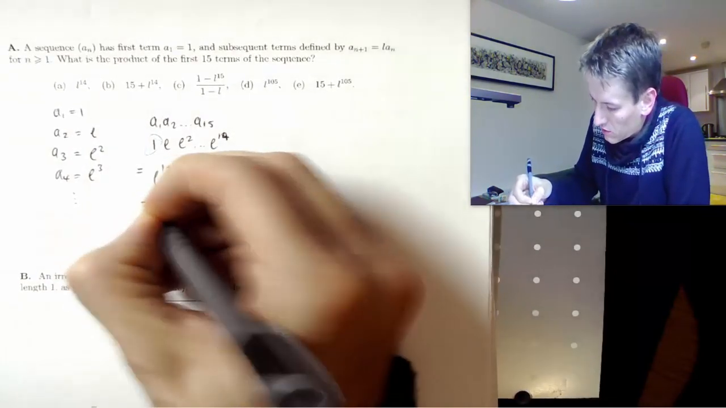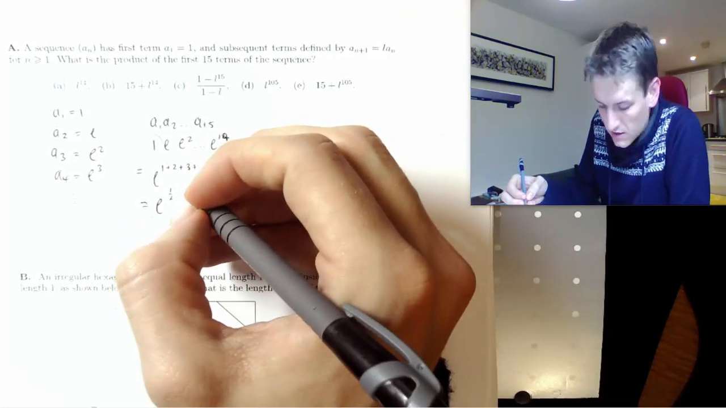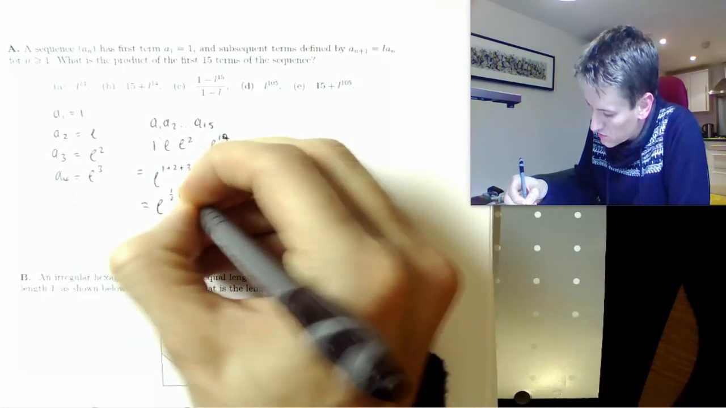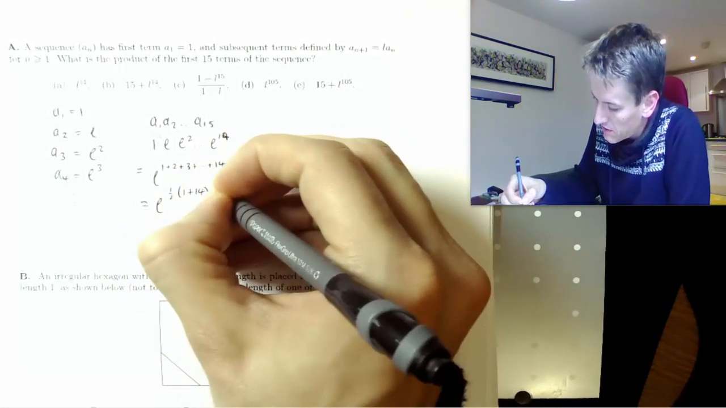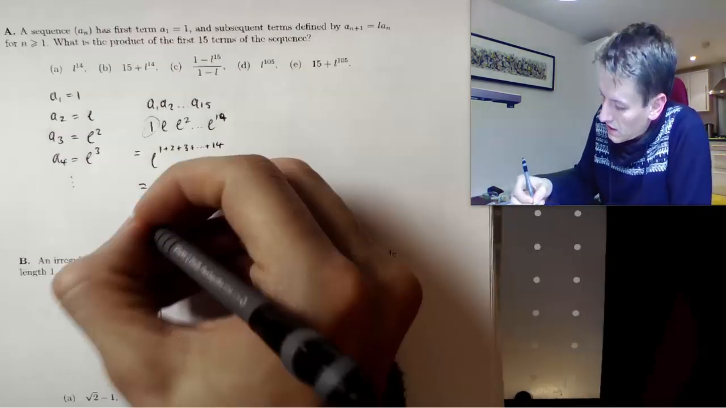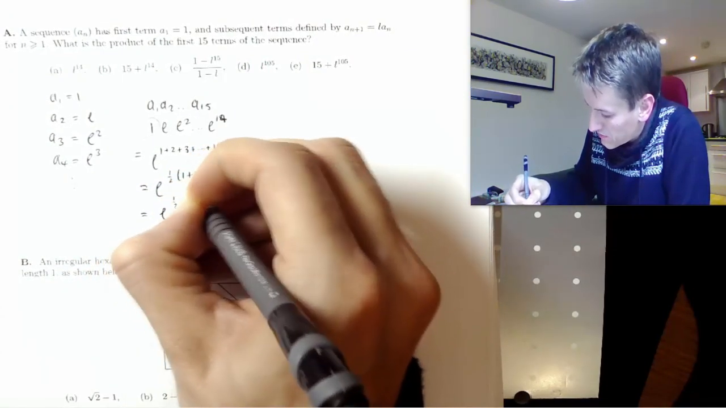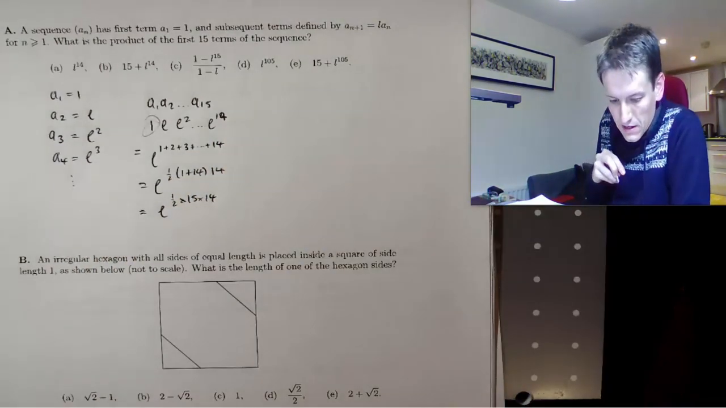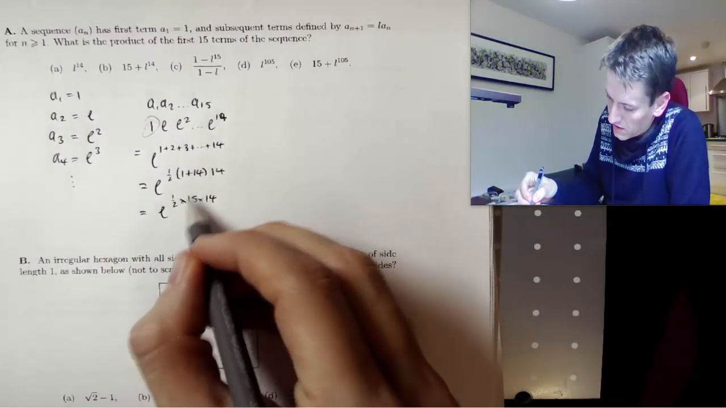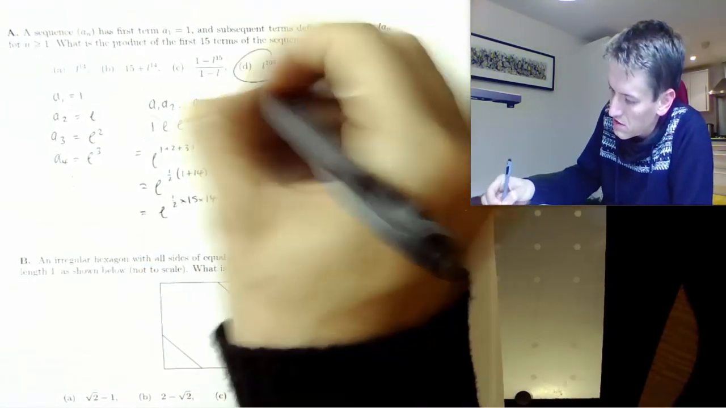So you can do a half times the first term plus the last term, which is 1 plus 14, multiplied by the number of terms. Should be familiar from AS Maths, so that's L to the 1/2 times 15 times 14, so 7 times 15 here, which is L to the 105, which gives us the answer D.